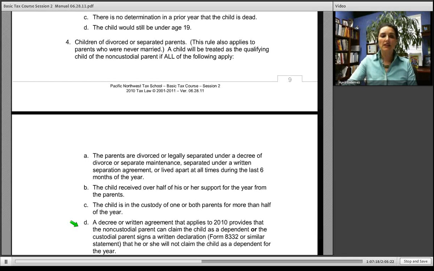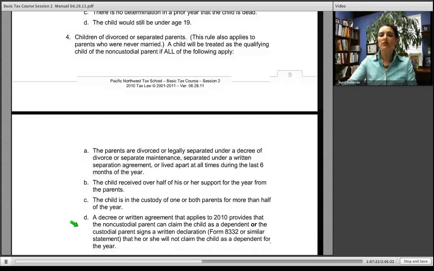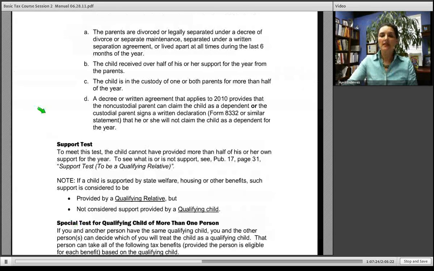Support test. To meet this test, the child cannot have provided more than half of his or her own support for the year. To see what is or is not support, you should refer to Publication 17, page 31, under support test to be a qualifying relative. Note that if a child is supported by state welfare, housing, or other benefits, such support is considered to be support provided by a qualifying relative, but is not considered to be support provided by a qualifying child.